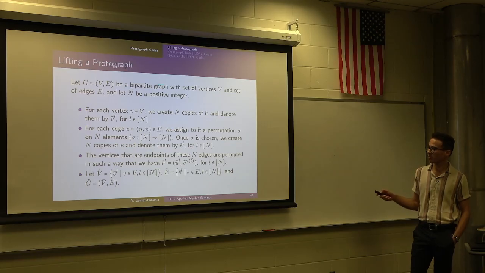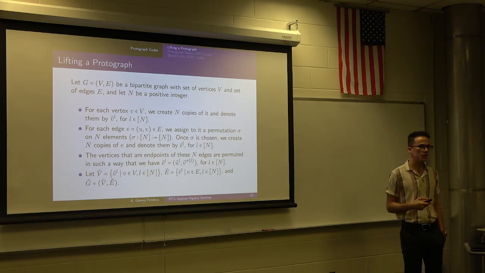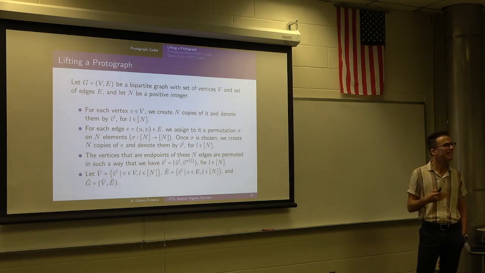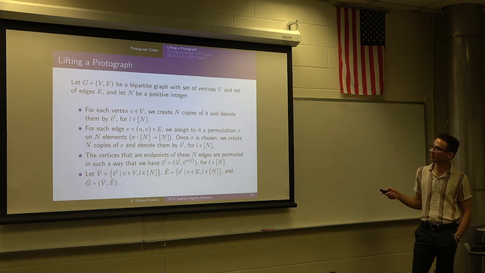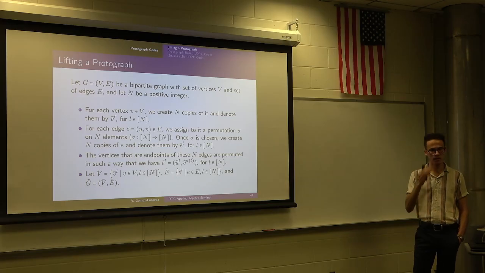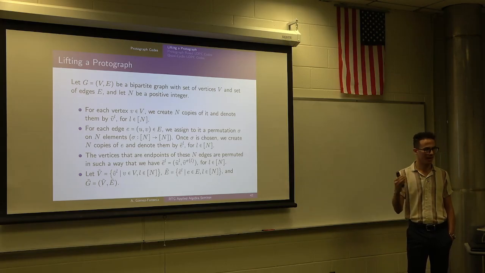I'm going to start with a bipartite graph G. G is usually small, maybe 2 check nodes and 3 variable nodes, or 4 check nodes and 5 variable nodes. It's a relatively small product graph. And then I'm going to pick a number n that is a positive integer. I am going to do the following. For each one of the vertices in the graph, let's say v, I am going to create n copies of this vertex v, and I'm going to denote them by v tilde l, where l is between 0 and n minus 1.